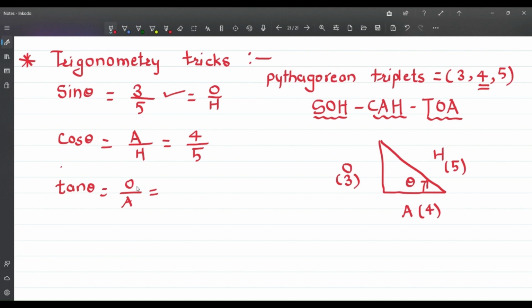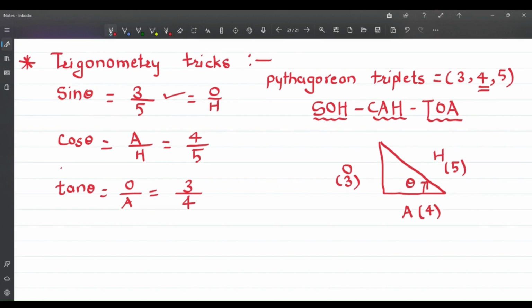Similarly, we can find tan theta. Tan is equal to O divided by A. Value of O is 3. Value of A is 4. Similarly, we can find the other values.